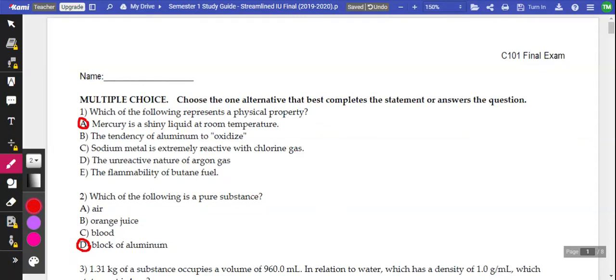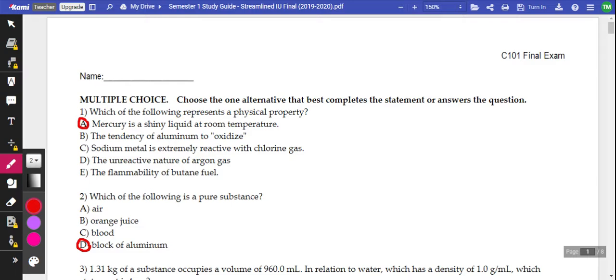All right, let's take a look at the multiple choice of our study guide. Okay, so we took the last year's final exam for C101 from IU and pared it down a little bit to cover the material that we've covered this year. So let's see what we can figure out.